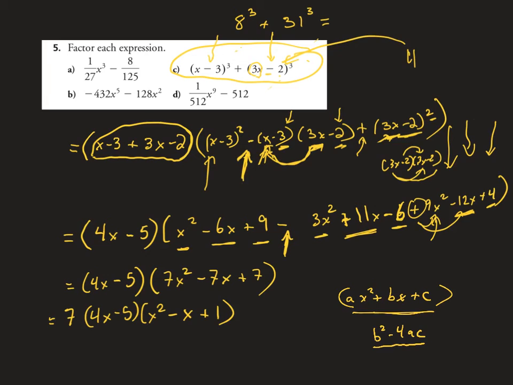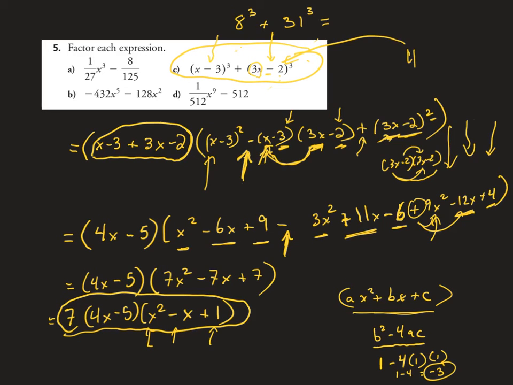And here we've got the b value is negative 1. So negative 1 squared is 1, minus 4 times a, which is positive 1, times c, which is positive 1. So 1 minus 4 times 1 times 1, 1 minus 4 is equal to negative 3. It's negative, so this will not be factorable. So this is as factored as we can get it right here. Done.